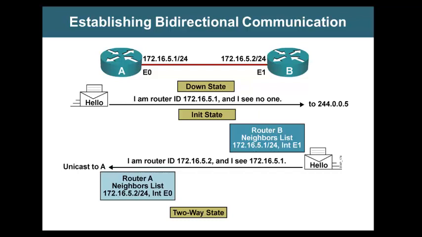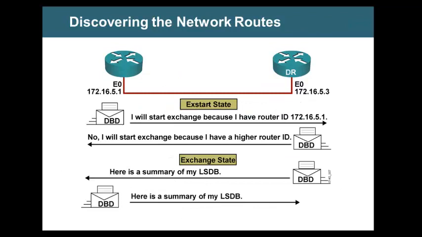The priority will be compared. The high priority becomes the designated router. The next highest will become the backup designated router. If all have the same priority, then the one with the higher router ID becomes the DR. The next higher will become the BDR.